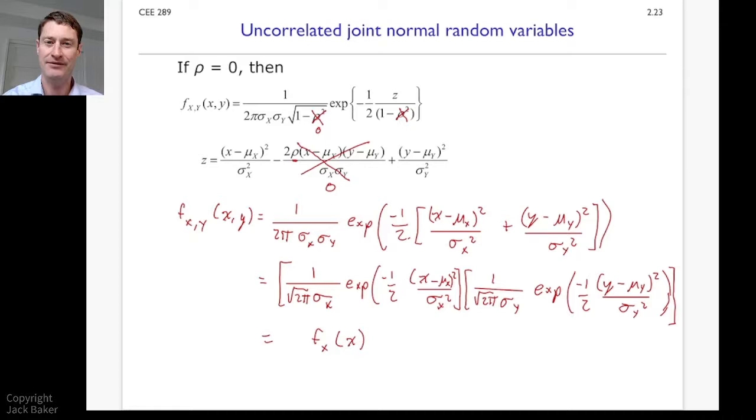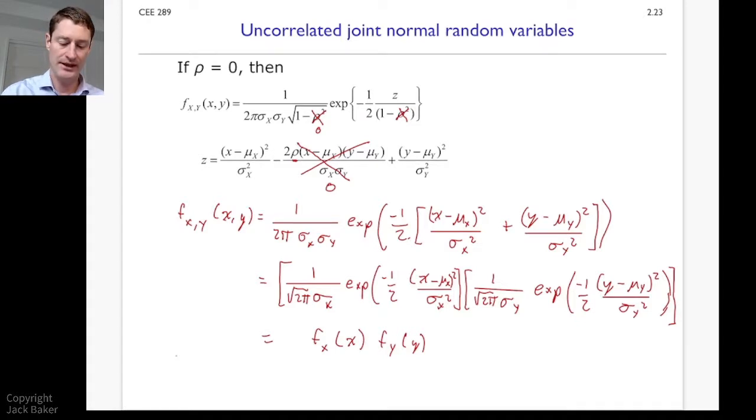So we said that if x and y are bivariate normal, then x is marginally normal, and it's got this mean and standard deviation. So that's just the PDF for x. The second term, same thing, but for y. This is the univariate normal distribution for y. So I've got the product of these univariate normal distributions. Right? And then a definition of independence is that if the joint PDF for x and y is equal to the product of the marginal PDF for x and the marginal PDF for y, then x and y are independent by definition.